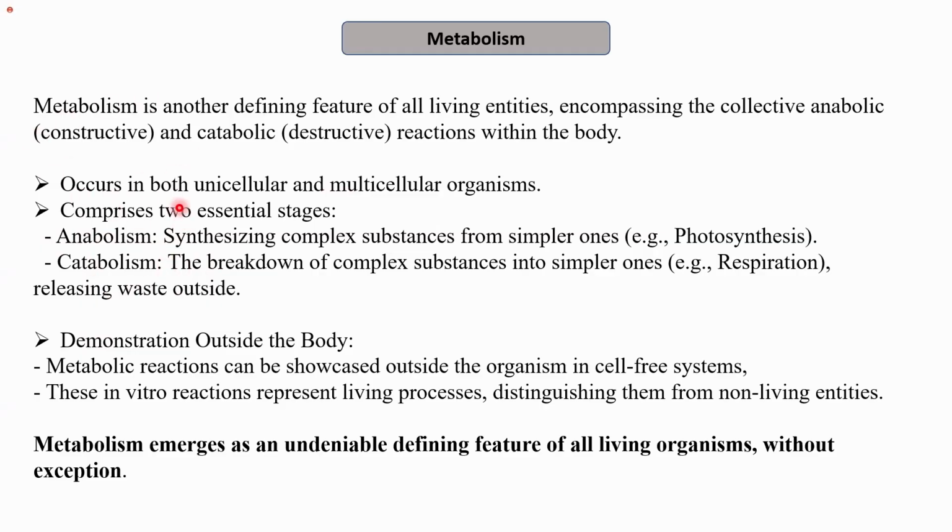Anabolism, as I mentioned, is a constructive process. So it basically leads to the synthesis, synthesizing the complex substances from the simple ones. For example, photosynthesis, where carbon dioxide and water molecules are used to produce the complex molecule glucose. While on the other hand, respiration is the breakdown of glucose molecule leading to the release of carbon dioxide. So the breakdown of complex substances into the simpler ones is known as catabolism. So anabolism and catabolism are together known as metabolism.